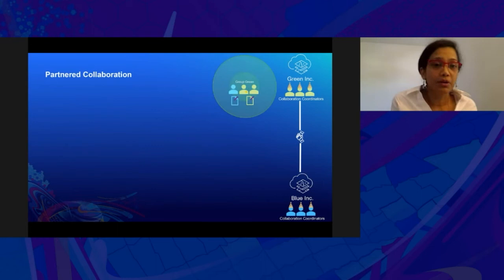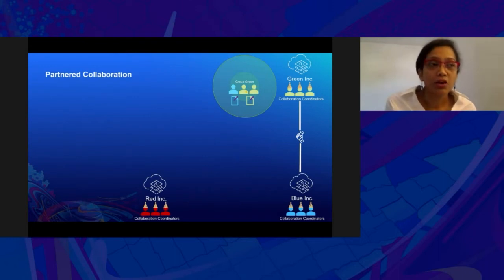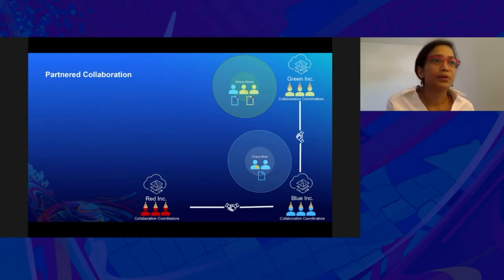One of the ways that they could work closer is in a shared update group. Right now, without partner collaborations, shared update groups can only have members from their own organization. With partner collaborations, members from partner organizations can work together in shared update groups and update the same, say, web maps and other items. Now, Blue Ink creates a collaboration with Red Ink, which has its own panel of collaboration coordinators. And Blue Ink creates a group, and it has members from Blue Ink.